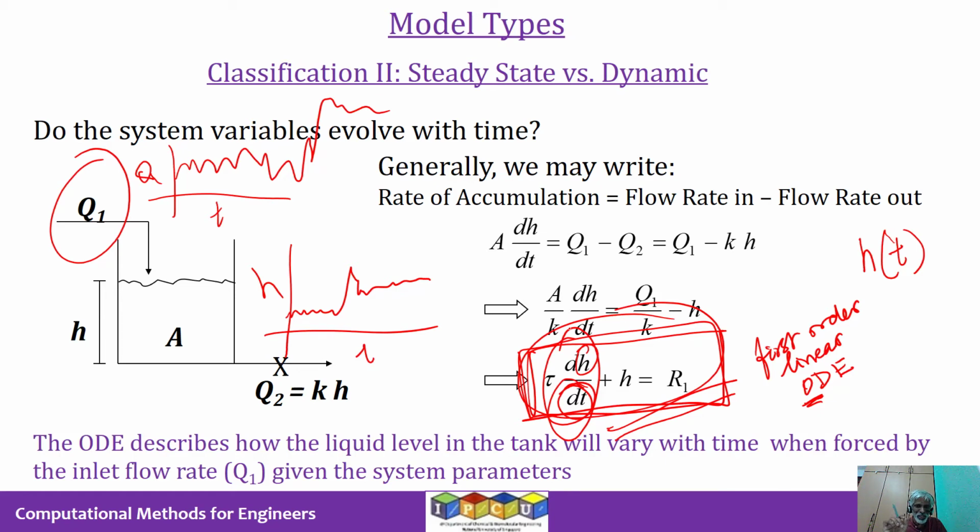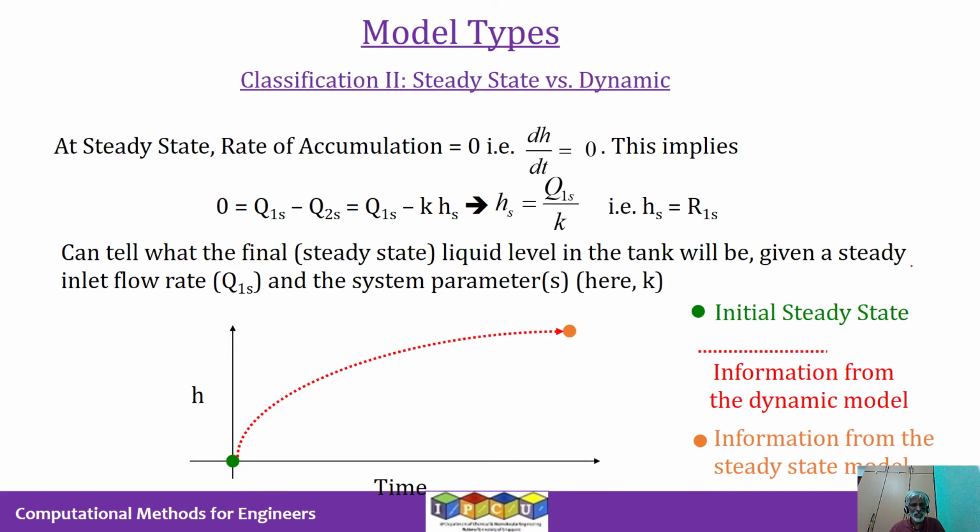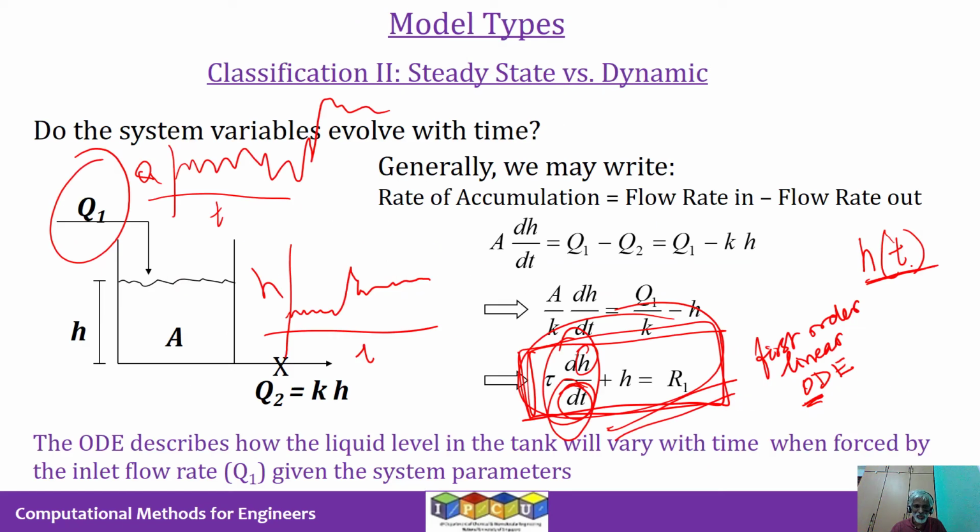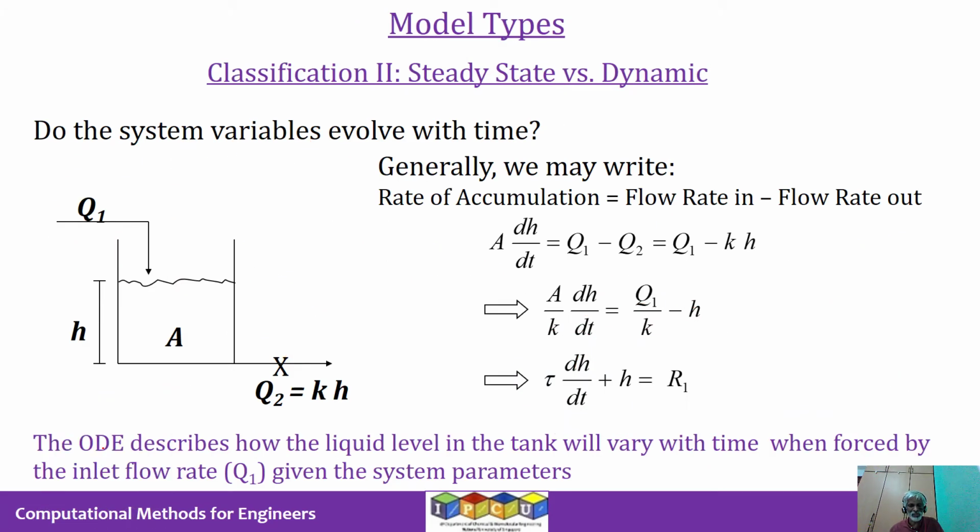So at any point of time, you will be able to find out the value of height, right? So that is the power of this differential equation. It will tell you exactly at every point in time how the height of liquid in the system will change, right? So that is the idea. You can get the value of height at any point of time. And now what happens is you can take this equation and then find its steady state form.